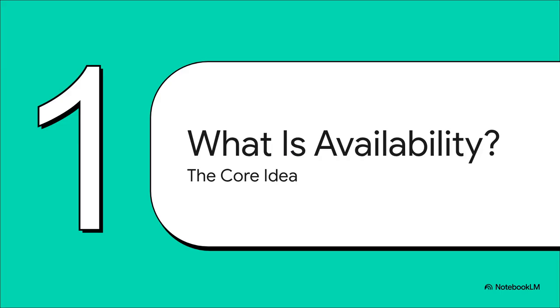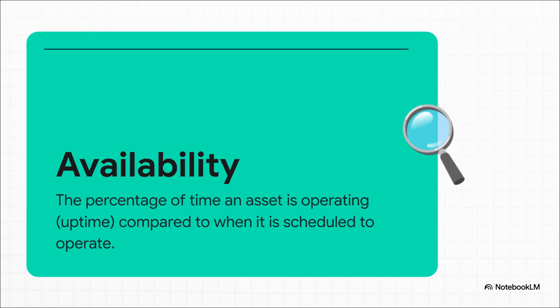So what in the world is asset availability? Let's break down the core idea behind this really essential metric. Okay, so the official definition from the Society for Maintenance and Reliability Professionals, or SMRP for short, is actually surprisingly simple. Availability is just the percentage of time that your asset is actually operating, we call that its uptime, compared to the total time it was scheduled to operate.